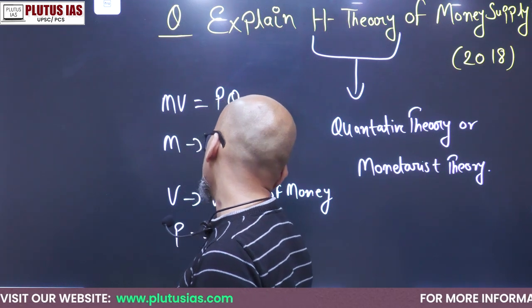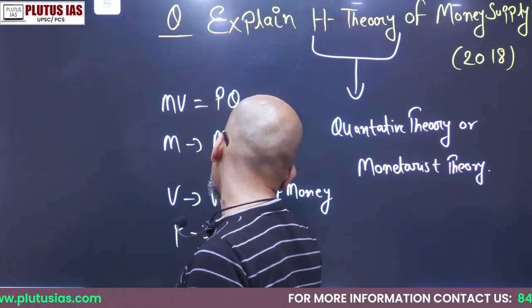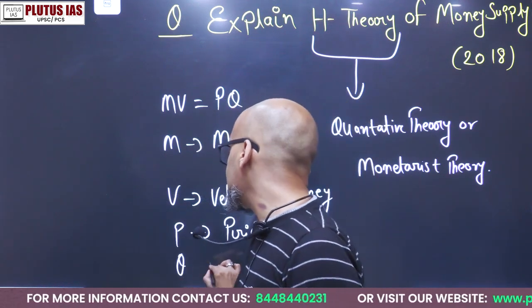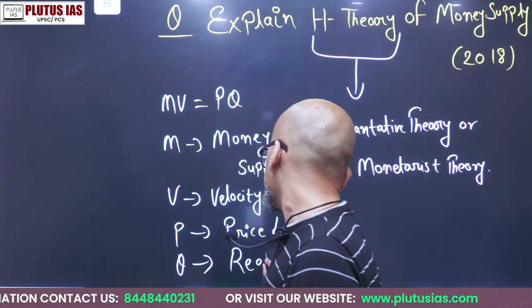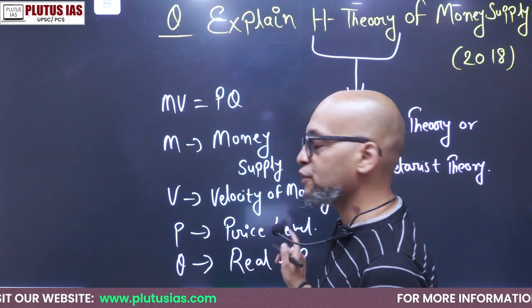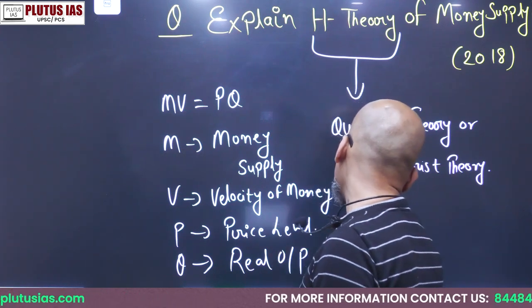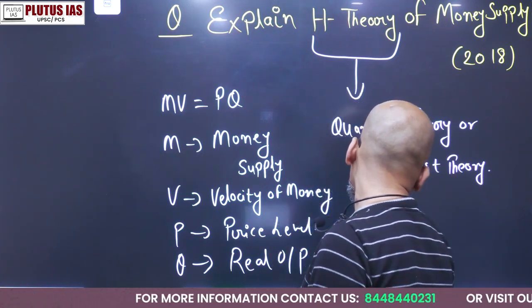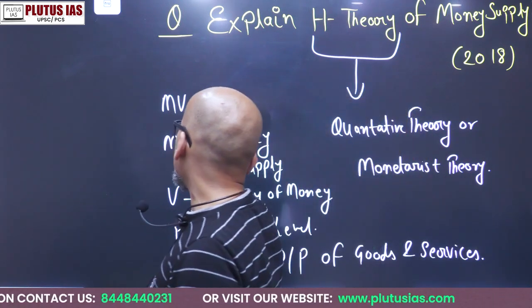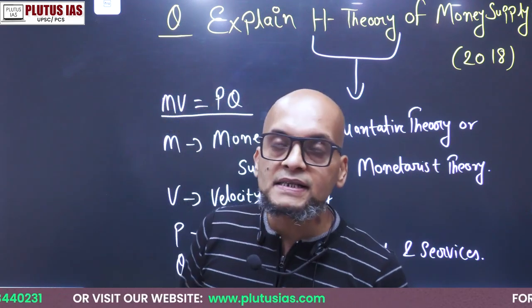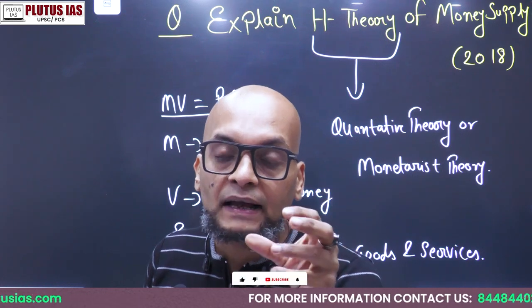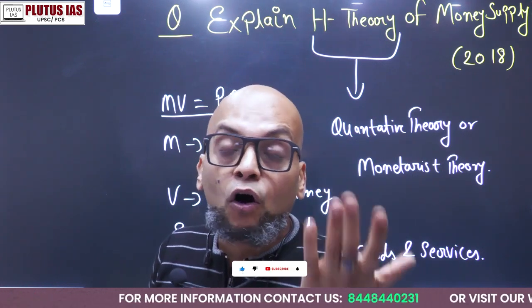P is representing the price level, the price of a thing, and Q is the real output. OP guys I have written in short. OP is signifying output, real output of goods and services. Fine. So MV equals PQ. This is representing an equation which is relating the money supply with price or price level.